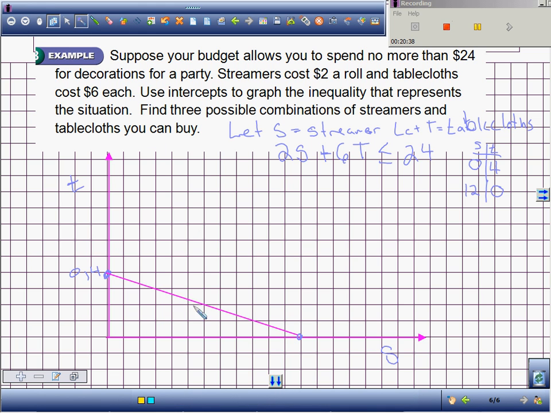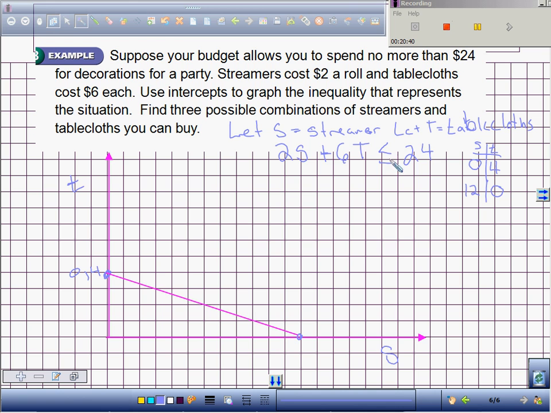Let's figure it out. Plug in the point 0, 0. Is 0 plus 0 less than or equal to 24? Yes. So I'm going to shade below this line. And you can't spend negative money, or you can't buy negative streamers or negative tablecloths. I don't have to worry about below those two lines. You see that? That's cool. It's like a triangle.